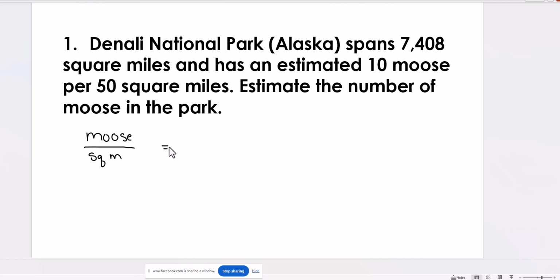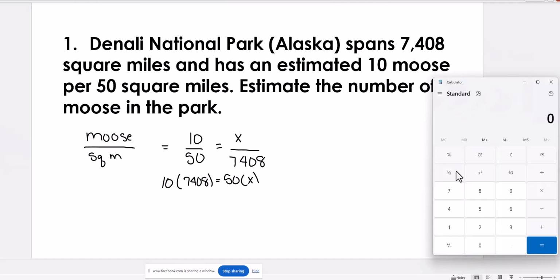What do we know? We know that there are an estimated 10 moose per 50 square miles. But we want to know how many moose there are for the entire park. Well, the entire park spans 7,408 square miles. To do this, we're actually going to cross multiply. Now let me write out what we're going to do. We're going to take 10 times 7,408 equals 50 times x.